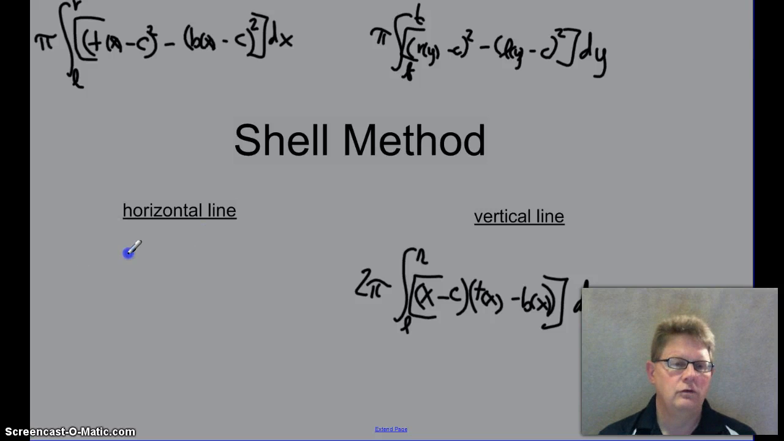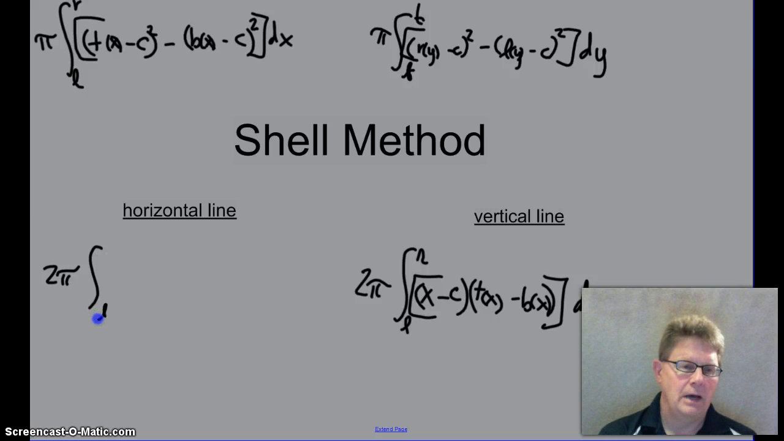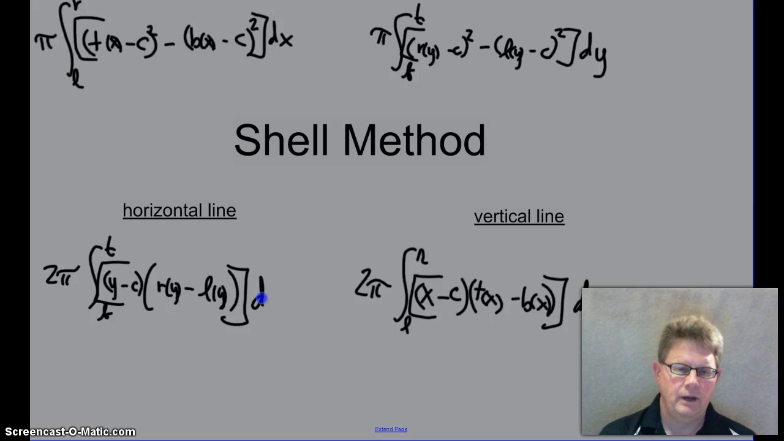And then if you're going to revolve around a horizontal line with the shell method, you're going to go 2 pi times the integral from bottom to top of y minus the axis of revolution times the quantity, the right function of y minus the left function of y. The product of those two terms, all with respect to y.